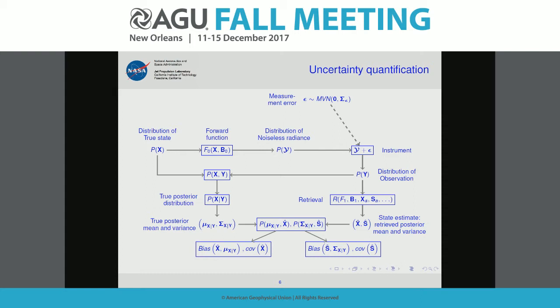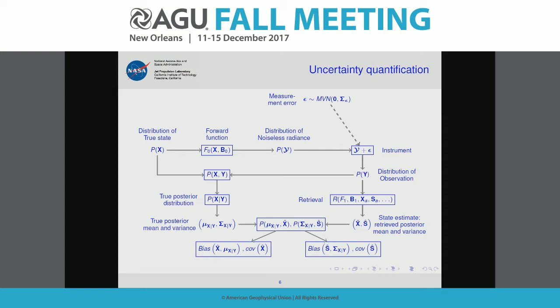And from that, we ought to be able to somehow engineer the true posterior distribution of the state given the observed data. And from that, we can pick off the posterior mean and the posterior variance of that distribution. Now, of course, we can't do that in real life.